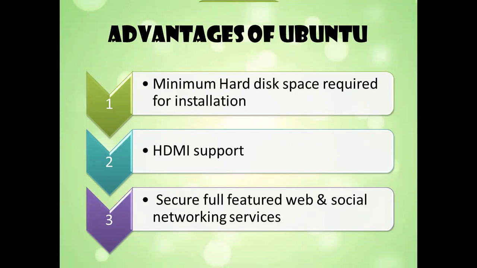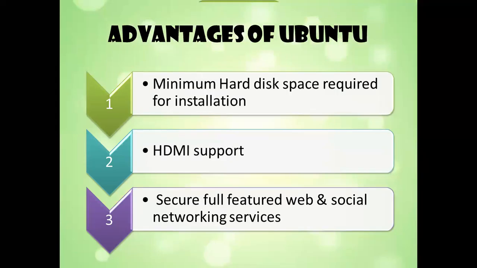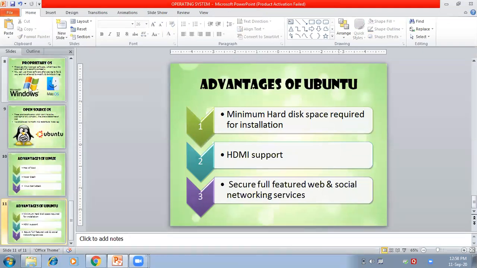And next is, it is secure and has full-featured web and social networking services. It provides you all internet facilities. There are a few facilities which you will not be able to use on Linux, but on Ubuntu you can use all networking and social web facilities also. So these were the important things related to operating system.